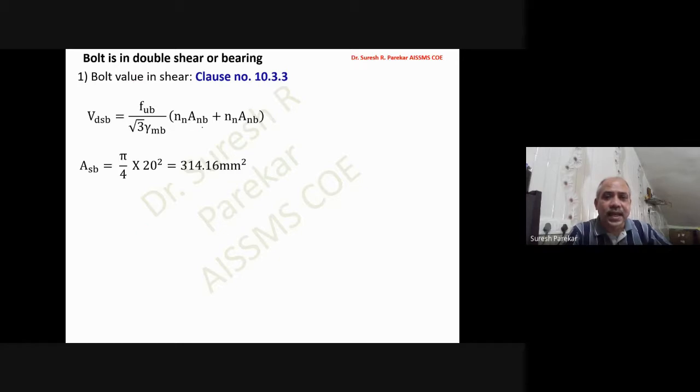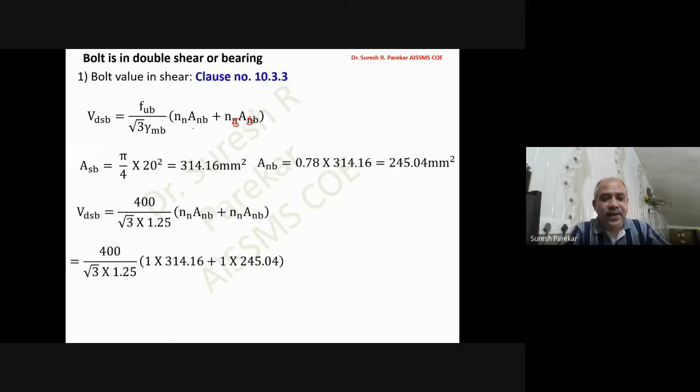So this is nominal, NnB, that is in your threads. So this will be actually NsAsb. When we have S, that will be in shank, and when we have N, that will be in threads. And when it is in threads, our value of area becomes 0.78 of Asb. And then we have the VDSB value, we got 103.31 kilonewton, which will be the first value.